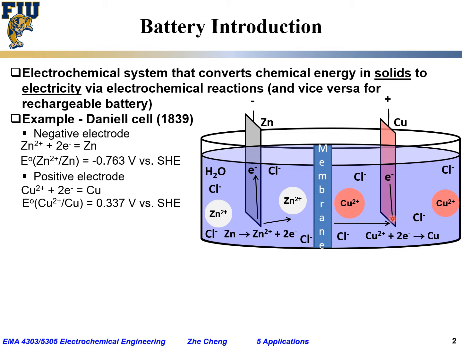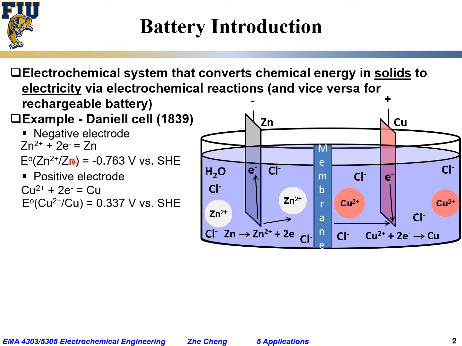As in the solution, this is copper metal inserted into a solution that contains copper ion. In reduction, copper 2 plus ion combines with electrons to form copper metal deposited onto the electrode. So this would be the negative electrode and the positive electrode. Of course, during discharging, the negative electrode would be the so-called anode, going through the oxidation reaction. During discharging, the positive electrode is going through reduction, and it would be called the cathode.